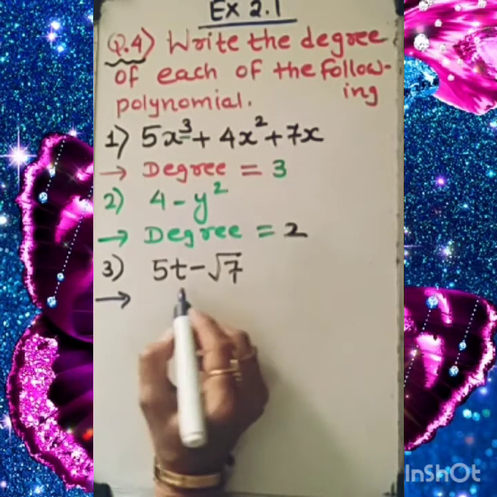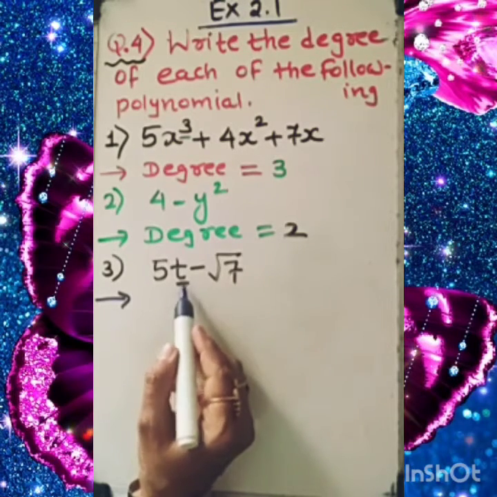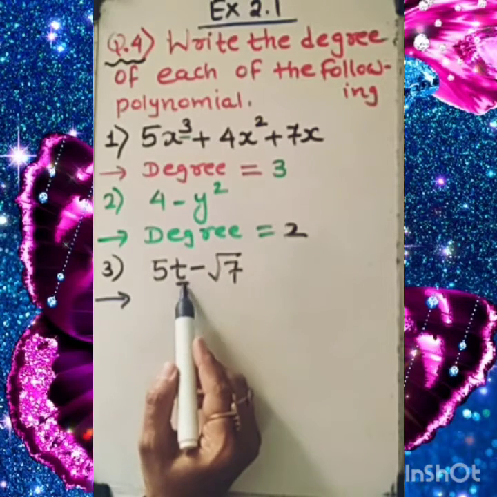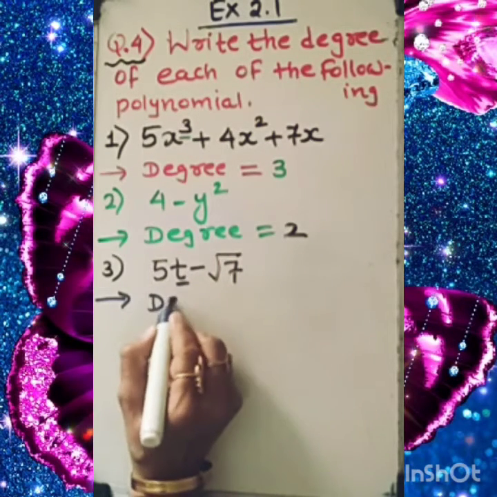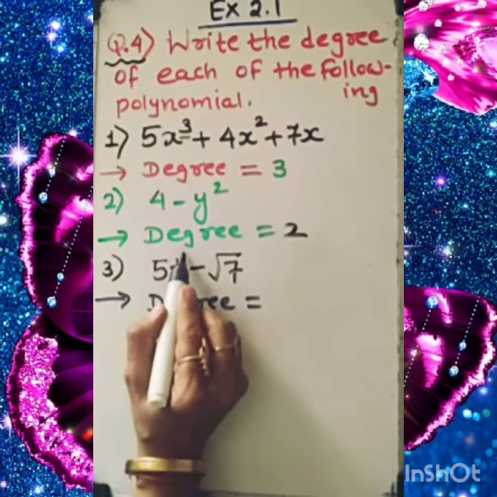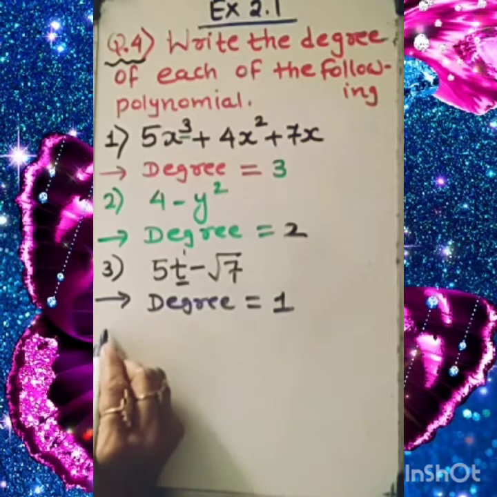So here t is a variable. Here x was the variable, y was the variable, and here t is a variable. So we need to see the degree of this. The degree of the t variable: nothing given means consider always 1. So you are correct, it is 1.